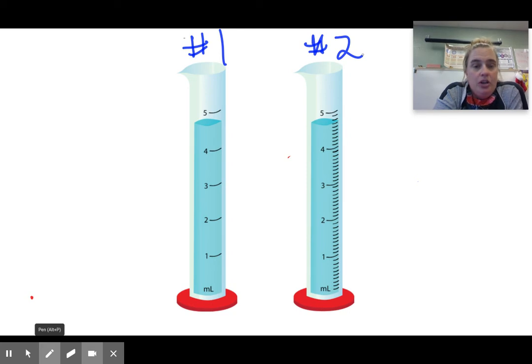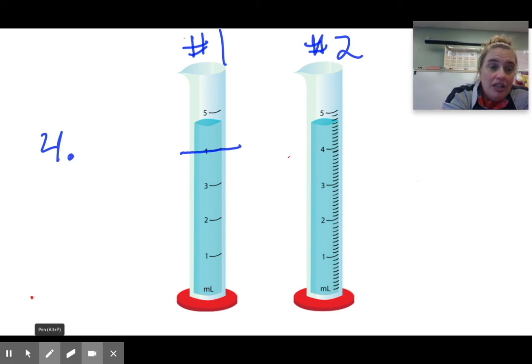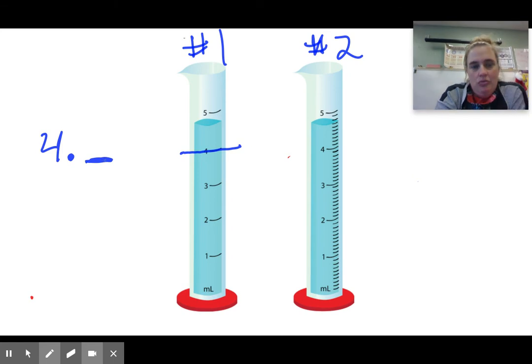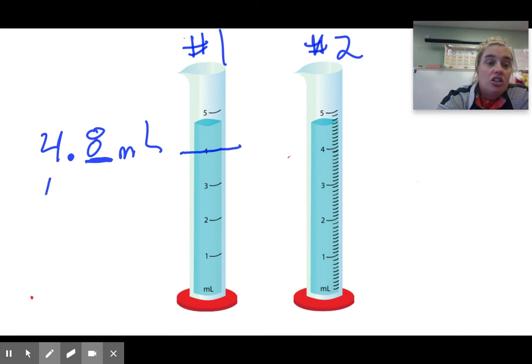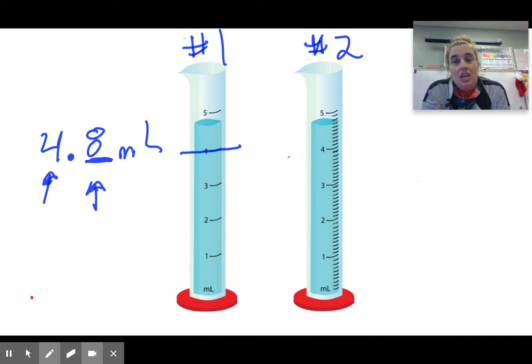The thing we need to remember is to always record first the ones that you are certain of. I am absolutely certain that this is 4 milliliters. Since there are no other tick marks, this next measurement is our estimated measurement. It's more than 0.5, so maybe 0.8. So this would be 4.8 milliliters. We are certain it is definitely 4 milliliters, but this next digit could be 0.8, it could be 0.5, or it really could be 0.9. We just don't know. It's an estimate.